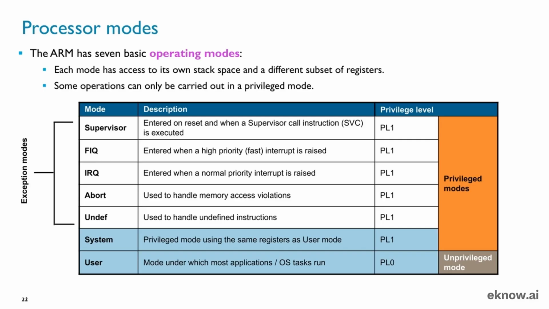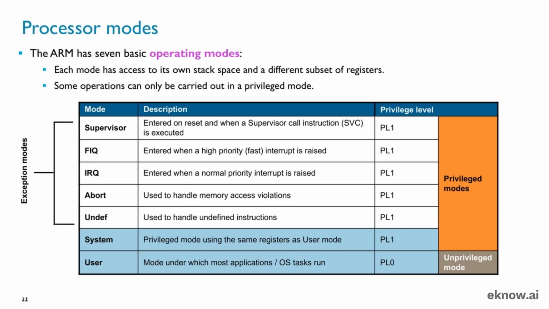Finally, there's system mode. It's unique because it's a privileged mode, PL1, but it uses the same set of registers as user mode. This is useful for certain OS tasks that need privileged access but don't need to respond to an exception. It avoids the overhead of switching to a different register set.